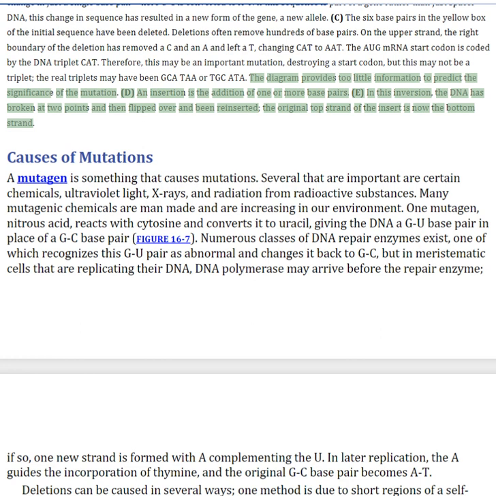An insertion is the addition of one or more base pairs. In this inversion, the DNA has broken at 2 points and then flipped over and been reinserted. The original top strand of the insert is now the bottom strand.